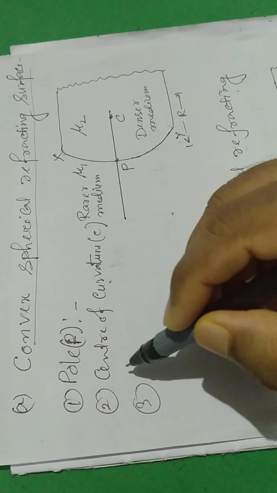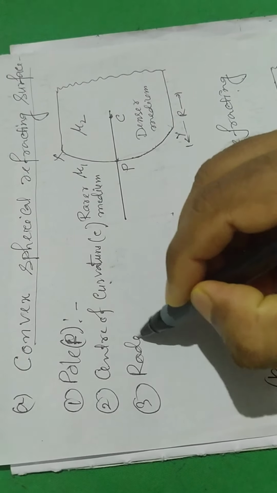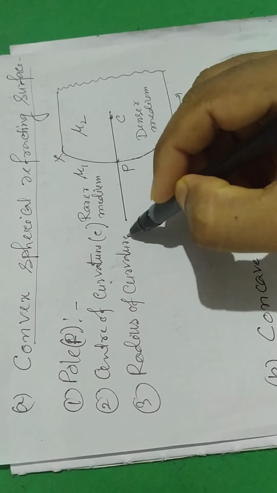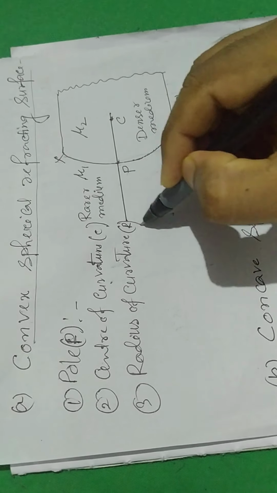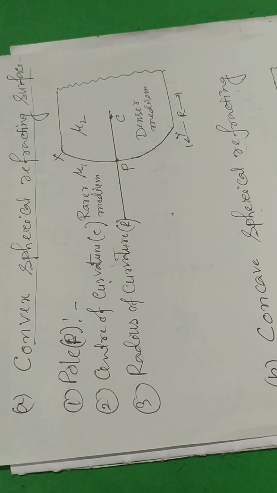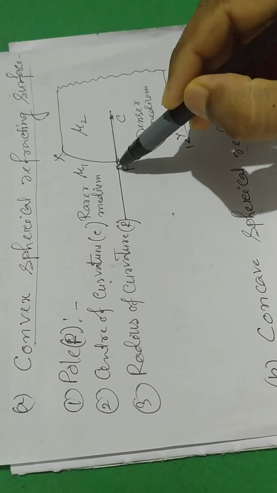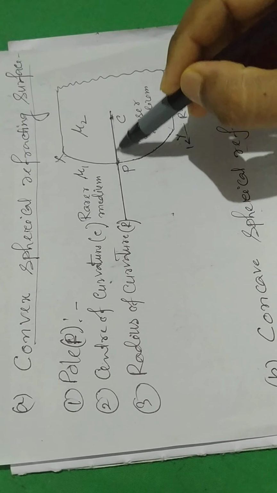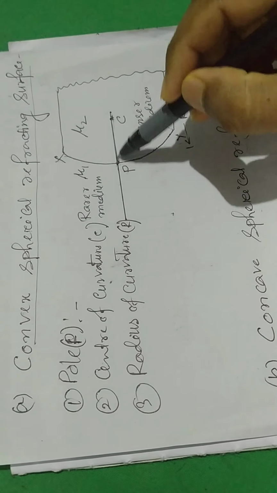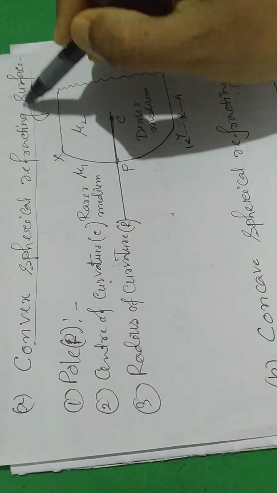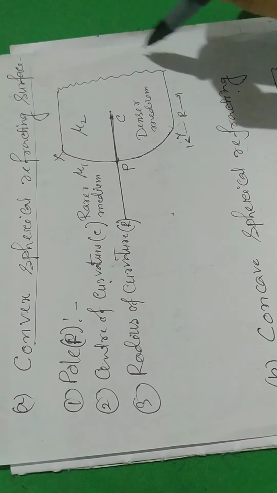Number 3, radius of curvature, R. It is the radius of the sphere of which the curved refracting surface forms a part. So PC, it is the distance, another way you can say the distance between pole and center of curvature is called radius of curvature, or this distance is the radius of this sphere. That is called radius of curvature.